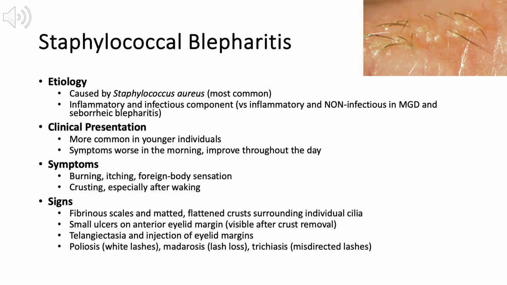lashes upon waking. Clinical signs include fibrinous, matted crusts surrounding individual eyelashes, small anterior eyelid margin ulcers visible after crust removal, and telangiectasia with injection of the eyelid margins. Chronic or severe cases may lead to lash whitening or poliosis, lash loss or madarosis, or misdirected lashes or trichiasis. The included image illustrates classic crusting and redness along the lash line, a hallmark feature of this form of blepharitis.